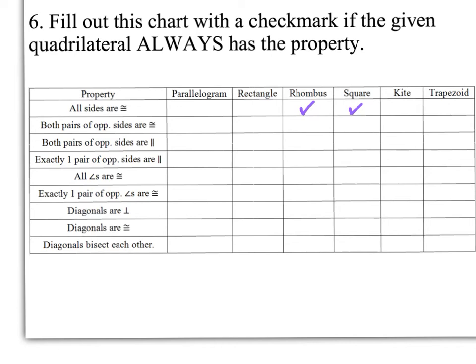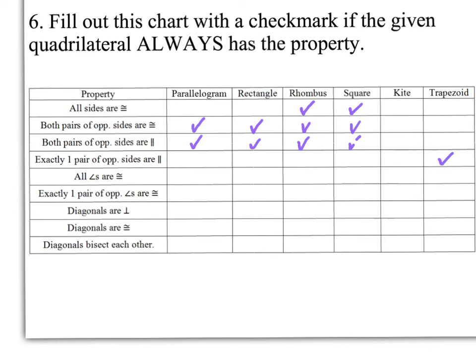Both pairs of opposite sides are congruent. Well, we know that's true for a parallelogram. Therefore, it must be true for all the other objects that live in the parallelogram family. So it must be true for rectangles, rhombuses, and squares. Both pairs of opposite sides are parallel. Well, again, that's the definition of parallelogram. And if it's true for a parallelogram, it has to be true for the other types of parallelograms. Exactly one pair of opposite sides are parallel. Well, we know that's not true for parallelograms, rectangles, rhombuses, squares, because for those objects, both pairs are parallel. So this is the definition of a trapezoid.